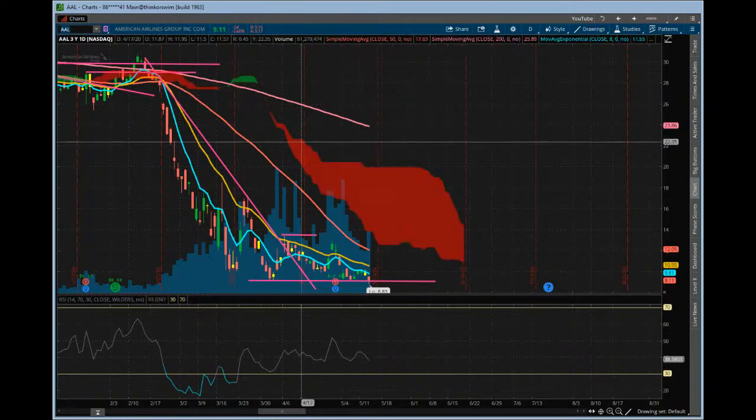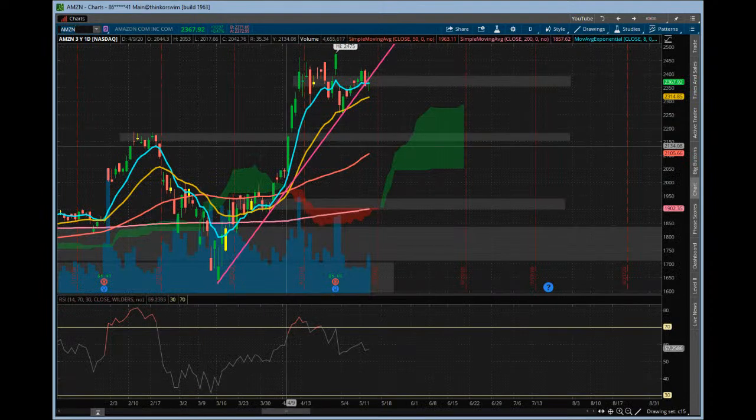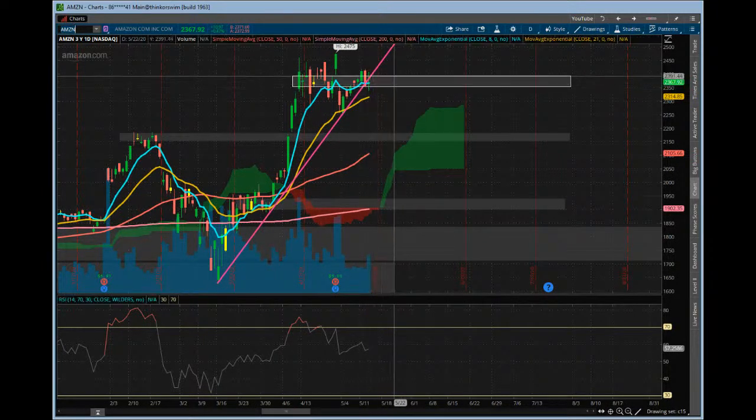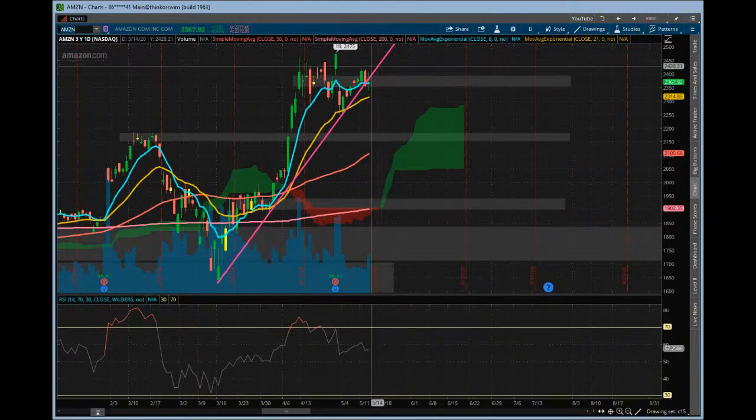Amazon, let's take a look here. Amazon again, Doji day today. You can barely see the candle. It closed right at the EMA, right? And so now let's see if it can work its way up and get above the upward trend line there.